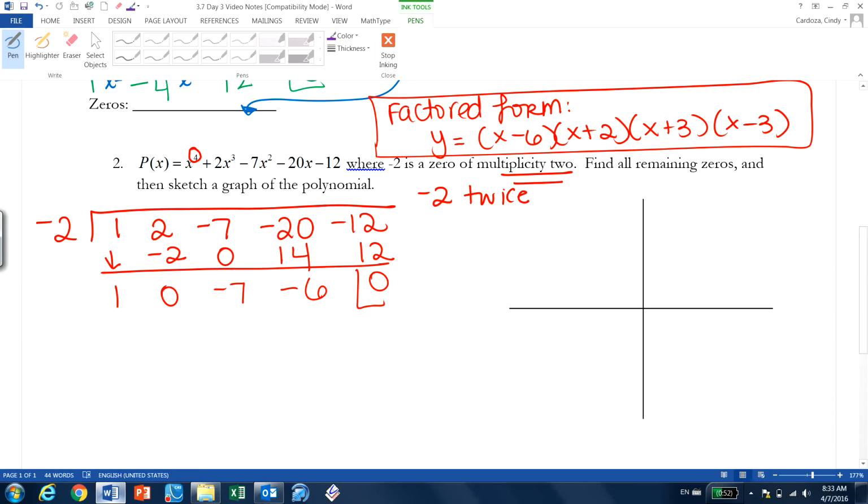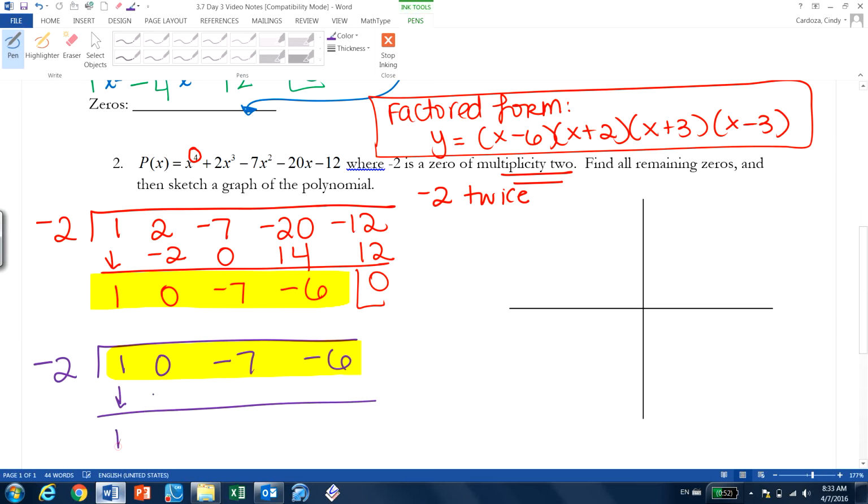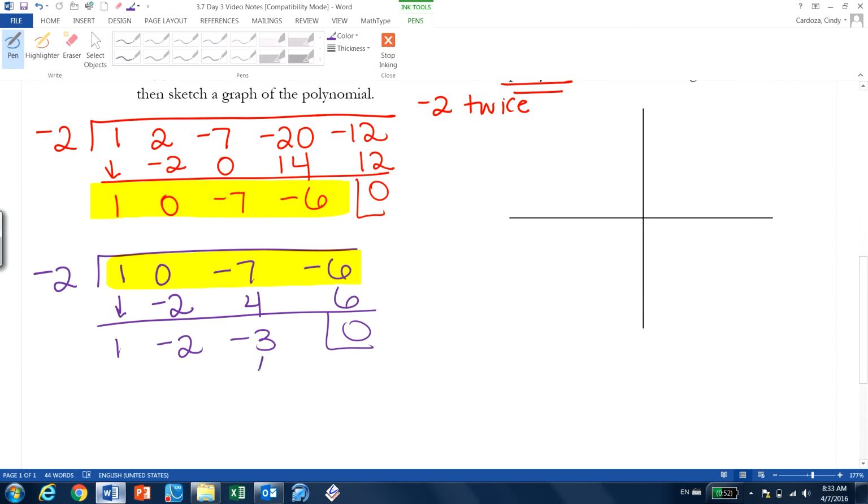I got a remainder of 0, which is perfect, okay? So I'm going to do -2 one more time, but remember, these are the numbers I'm going to use, not this original. I'm using my x cubed numbers. So that's going to go right here. I'm going to go 1, 0, -7, and -6. Okay? So remember, we're doing this twice because now I have an x squared term. Here's my number, here's my x squared, and we know how to factor that. So x squared minus 2x minus 3 equals 0.